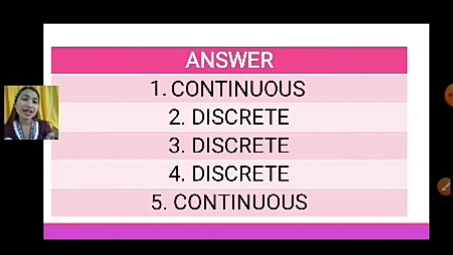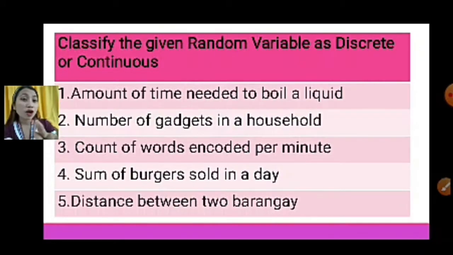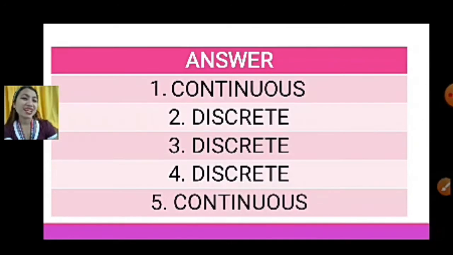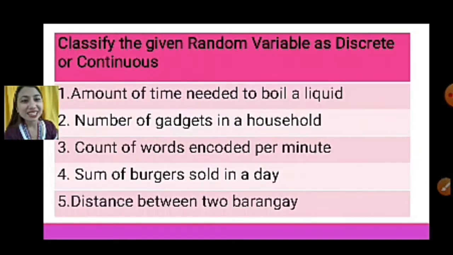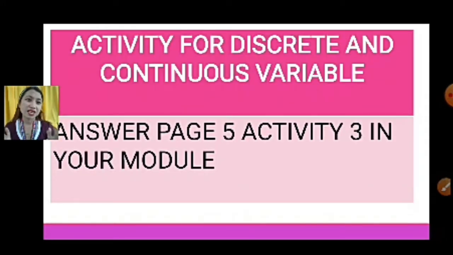Number 4 is sum of burgers sold in a day. So you are the one eating the burgers. That is discrete. And lastly, that is continuous since that is the distance, so it is a measurement. Now I know you learned something about discrete and continuous variables. Let's proceed with another slide.